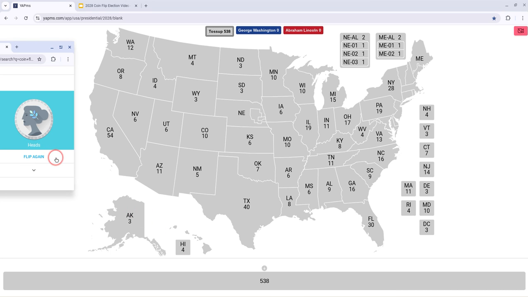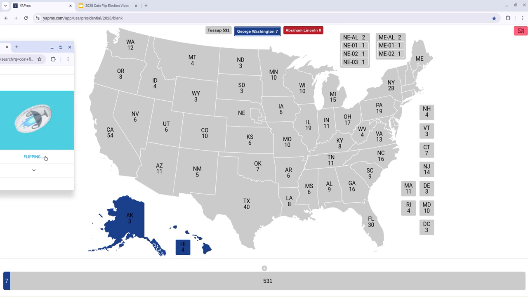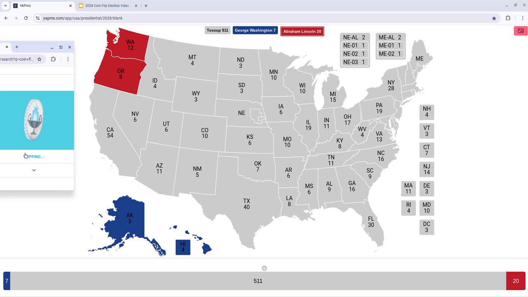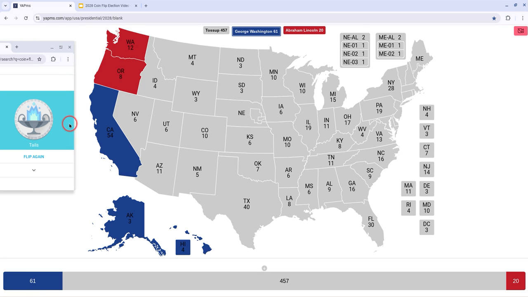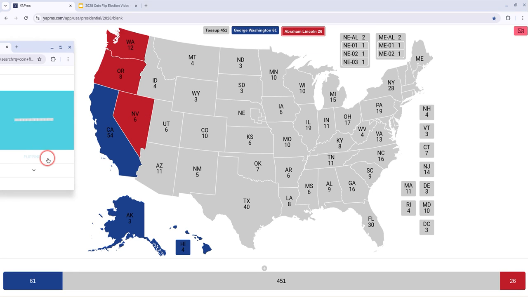Again, heads to Republican, tails, Washington. Starting off with Alaska, 3 electoral votes going to Washington. Hawaii with 4 going to Washington. Washington with 12 going to Lincoln. It's confusing. Oregon with 8 going to Lincoln. California with 54 going to Washington. I believe California voted for Lincoln because I know they were a state when Lincoln was running his first time as president. I think they voted for him. I don't know. Nevada with 6 going to Lincoln. Idaho with 4 going to Lincoln. Utah with 6 going to Washington.